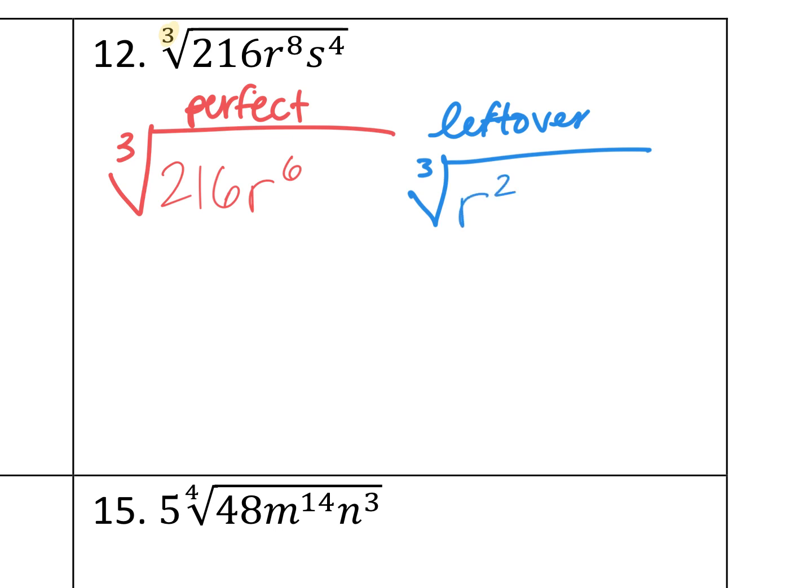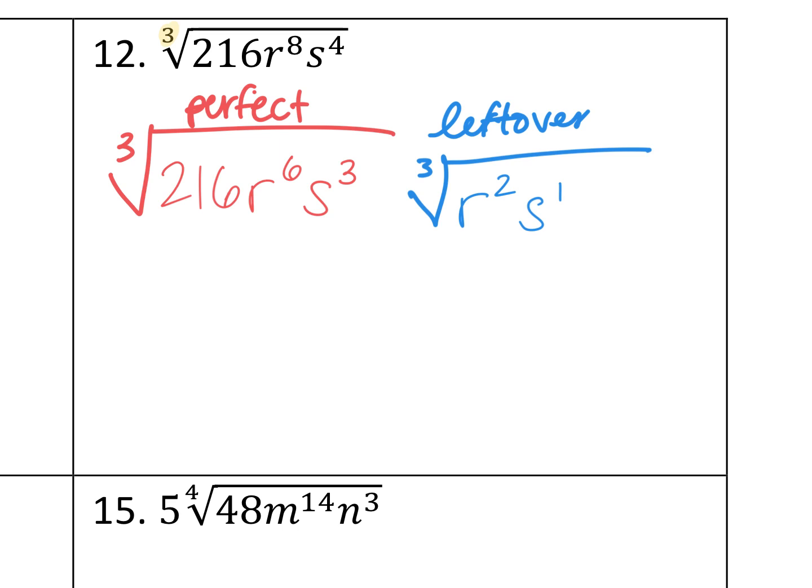Same thing with S to the 4th. 4 is not divisible by 3, but what's the next closest? 3 with 1 left over. So we're going to put 3 on the left because that's perfect, 1 on the right. Okay, you guys already told me the answer. Cube root of 216 is 6.